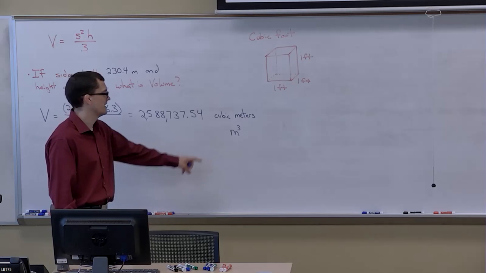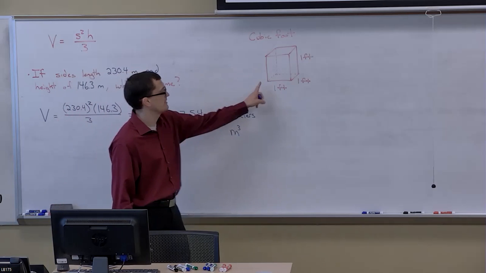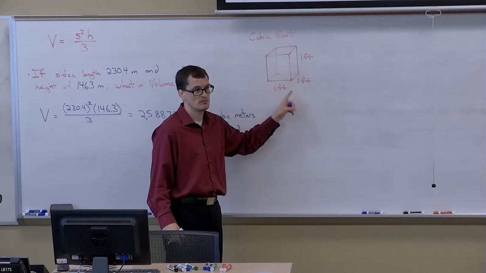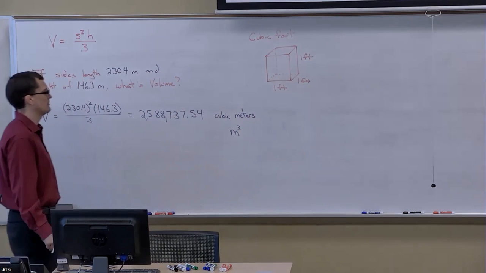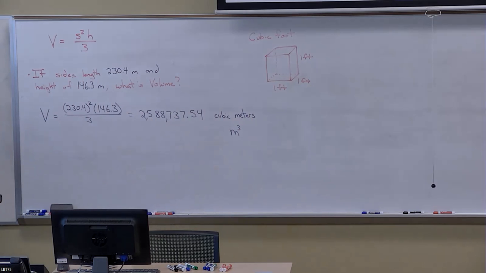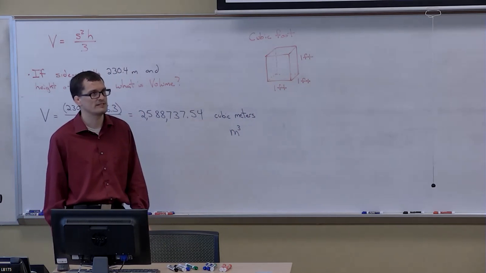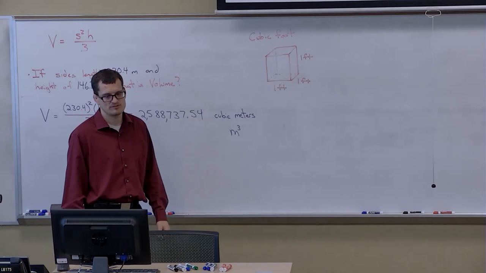And the reason that 3 is a shorthand for cubic is because you have 3 dimensions in the cube, right? Length, width, and height. So cubic meters, M cubed, same thing, right? That's the shorthand notation for cubic meters. So if you see that on the labeling, that's what it's standing for.